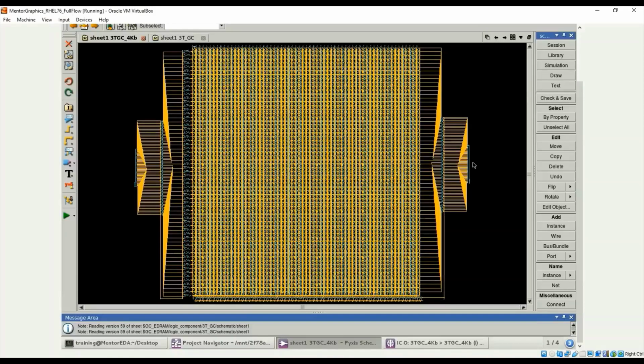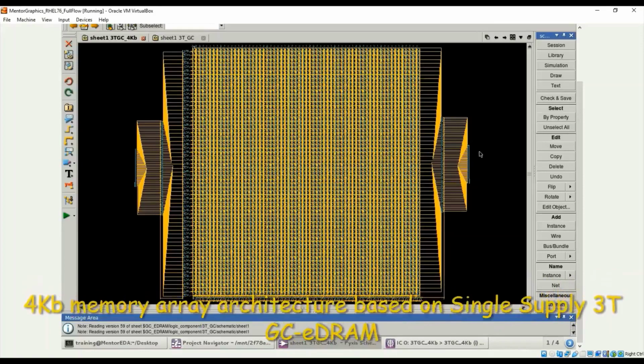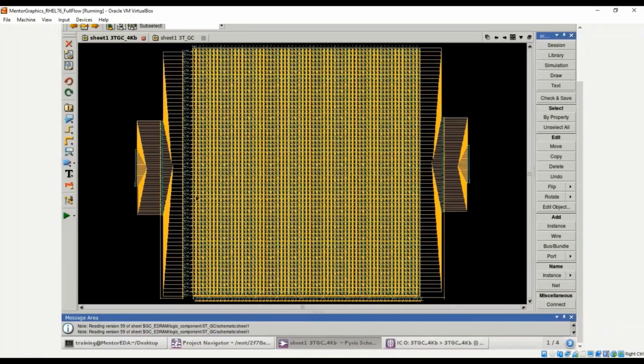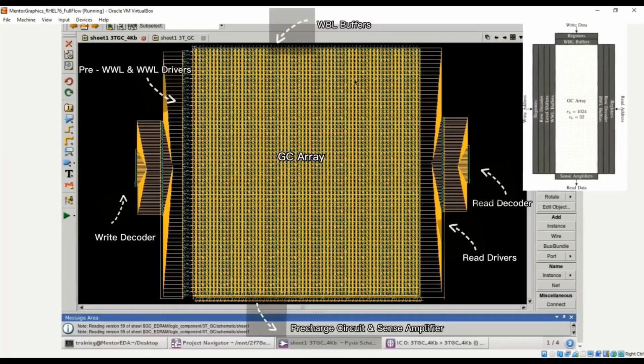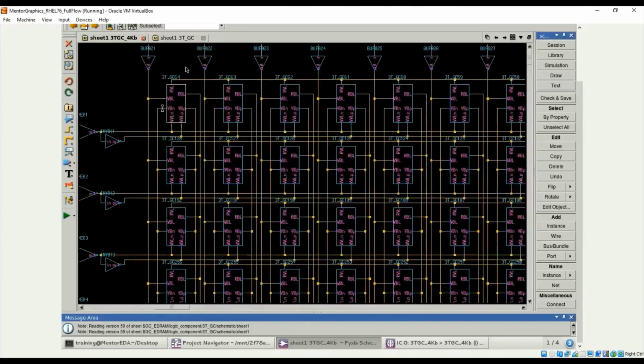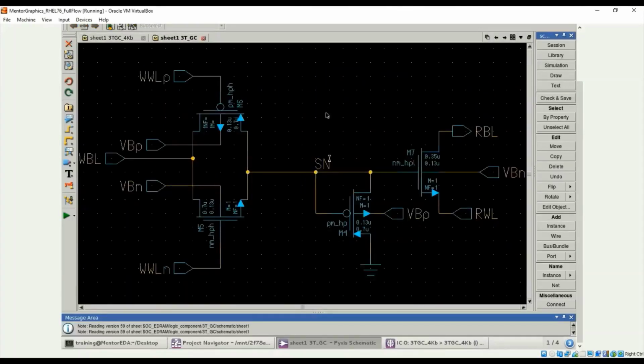In my project, a 4 KB memory array was built based on the low-power design GC-eDRAM. First, I will show the memory array architecture implemented using single supply 3T GC-eDRAM. So this is the schematic of the 4 KB memory array that is connected with all the functional blocks in the write port and in the read port. And after zooming in closely, you can see that this is the single supply 3T GC bit cell, and this is the topology of the single supply 3T GC.